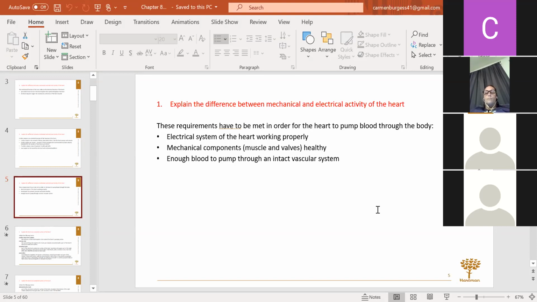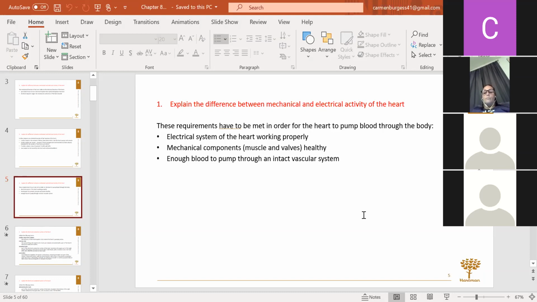So does that make sense? Until everybody understands mechanical and electrical, we cannot move forward, because that is the key to all of the rest of the stuff we're going to look at. So can everybody reiterate the mechanical and electrical activity of the heart and what exactly is happening? Yes? No. Okay. Why? Tell me what's confusing you. Explain it back to me, what you think you're seeing here.